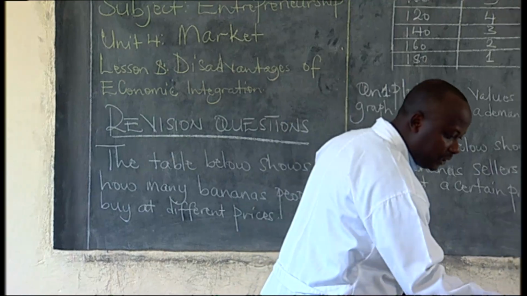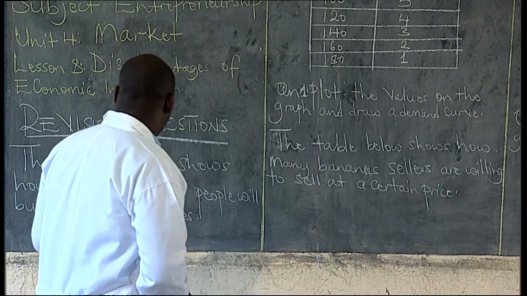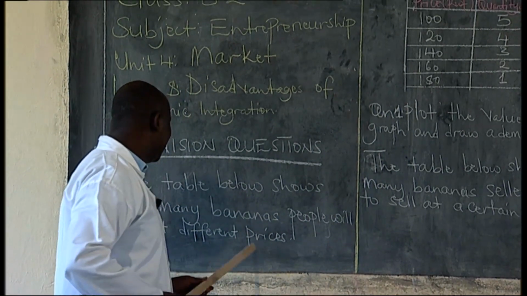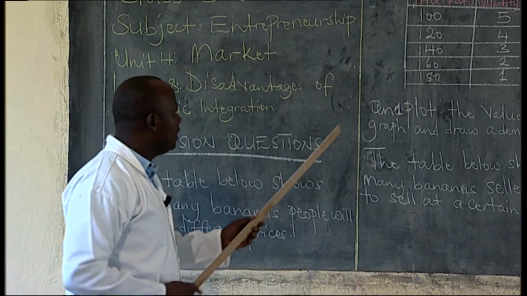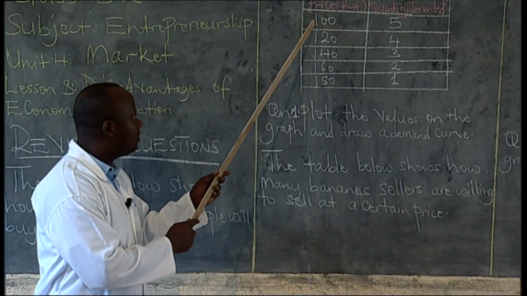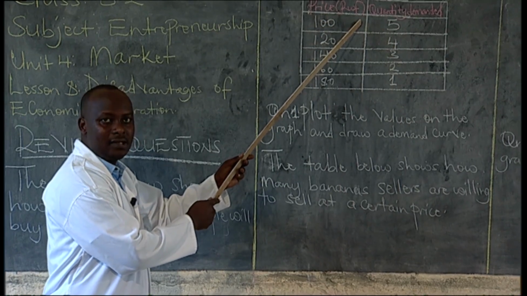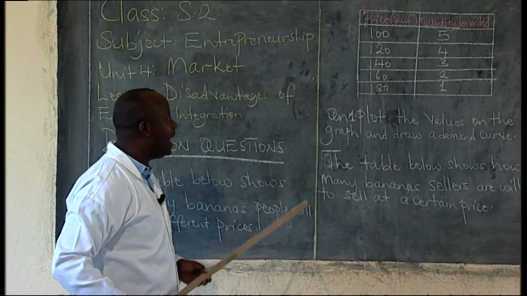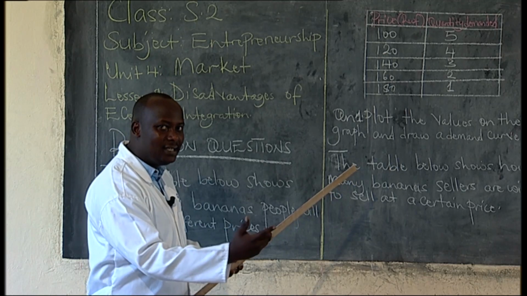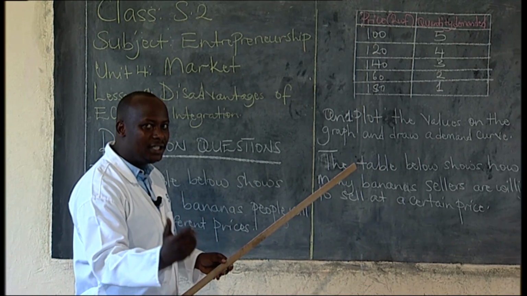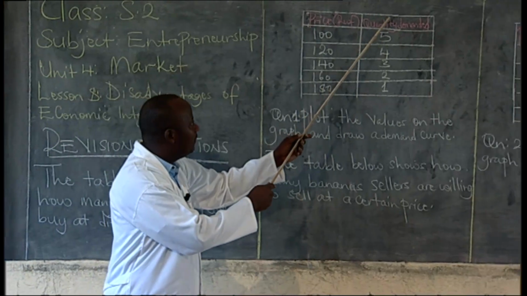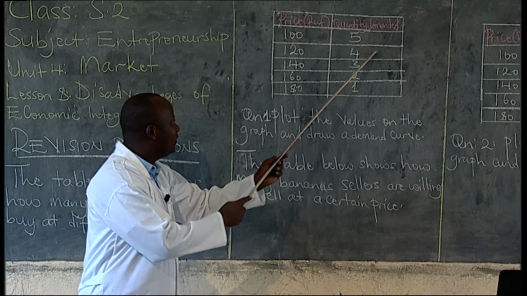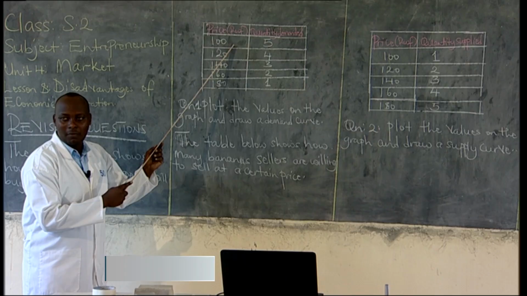The first question, the table below shows how many bananas people will buy at different prices. This is the table. It has 2 columns, price in Rwandan francs and quantity demanded, the quantity of bananas that people will buy. Buying, because demand is the desire and willingness backed by the ability to buy. Now, that's why we have the quantity demanded. These are different prices given, and these are different quantities bought at these prices.